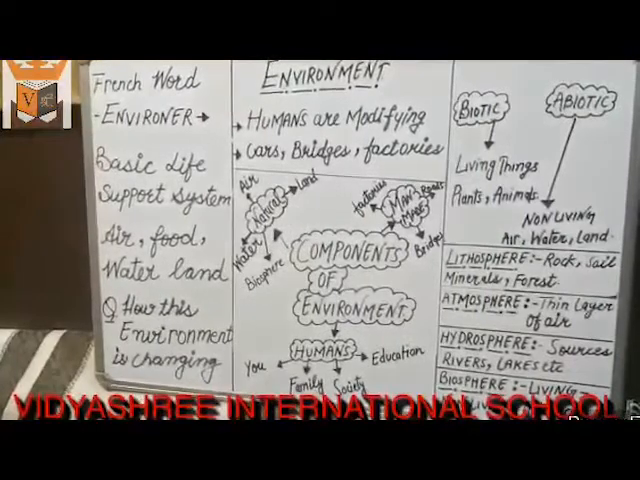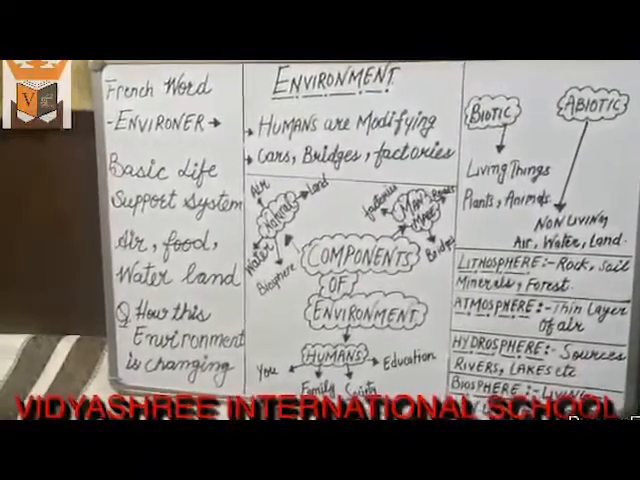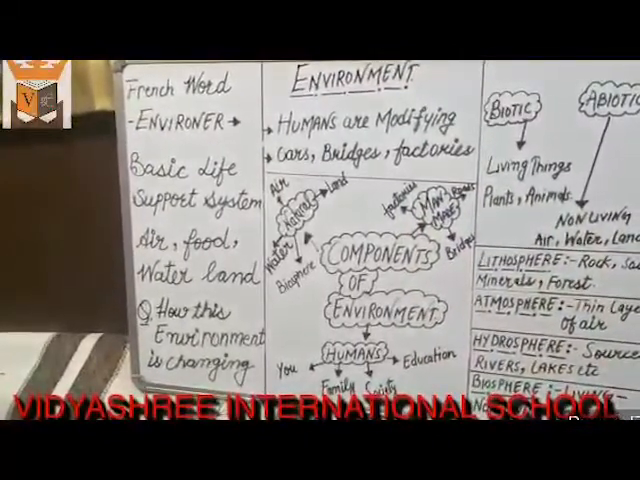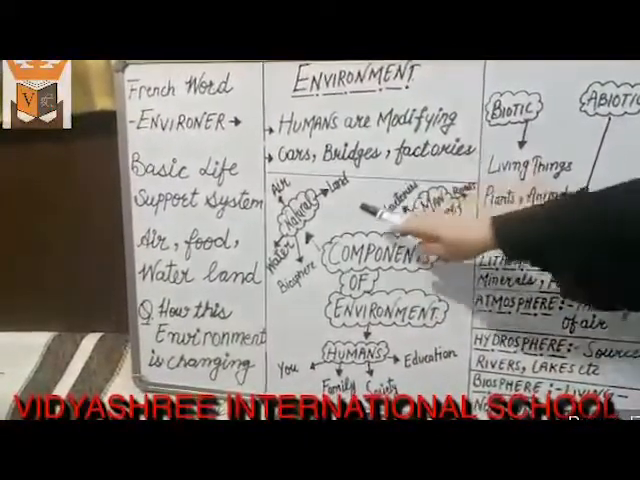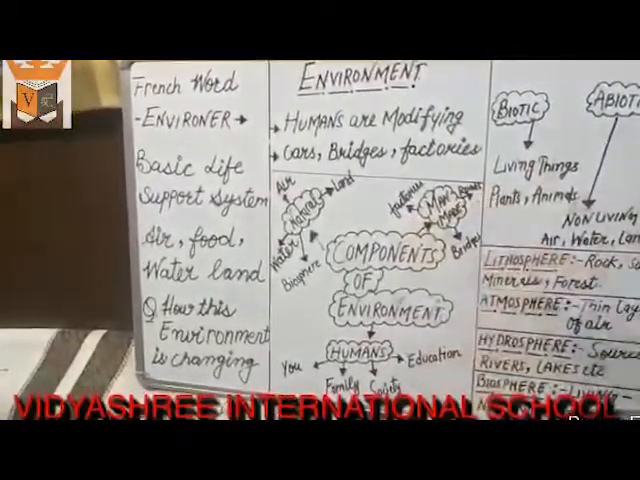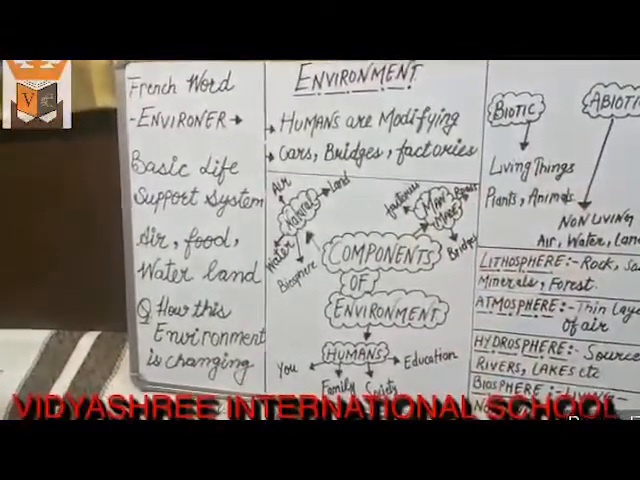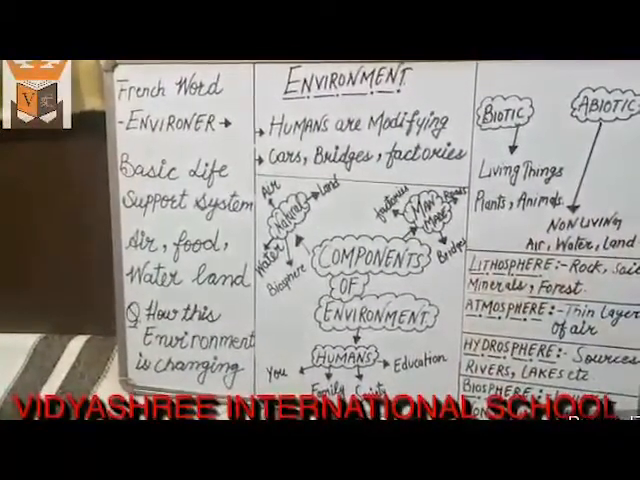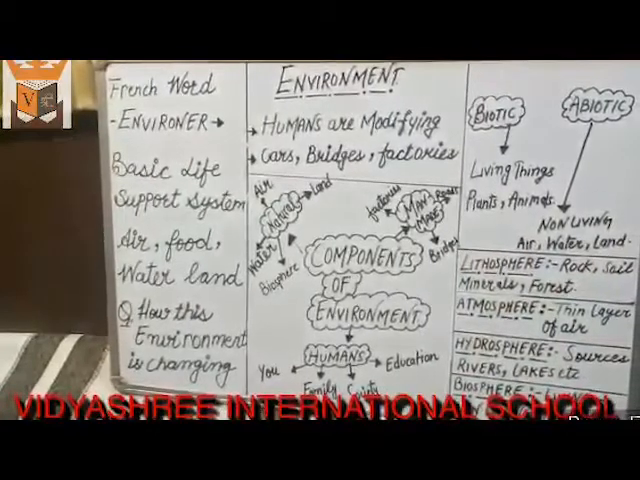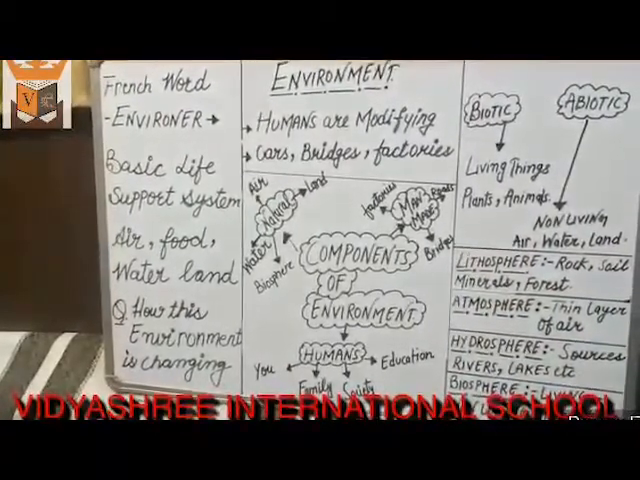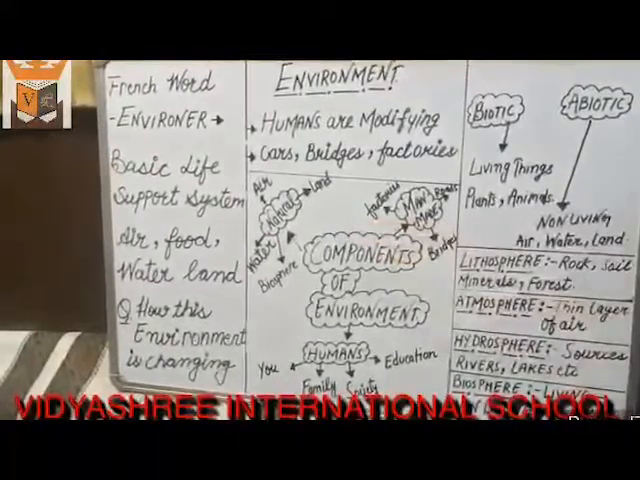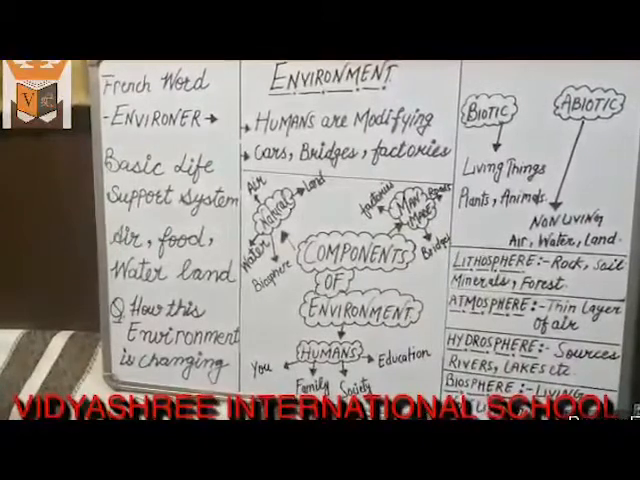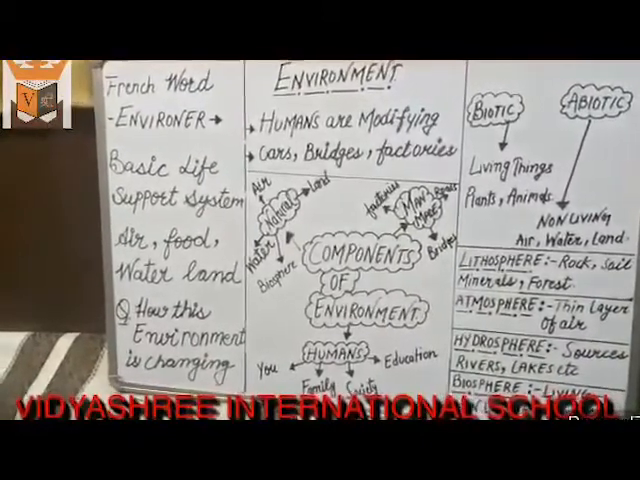So the next topic I would like to discuss today is the components of the environment. There are three components of the environment: natural environment, humans, and human-made or man-made environment. There is a slight difference between humans and human-made environment, but that we will discuss later on. First of all, I would like to tell you about the natural components of the environment. In simple words, we would say that air, water, and land are the natural components.